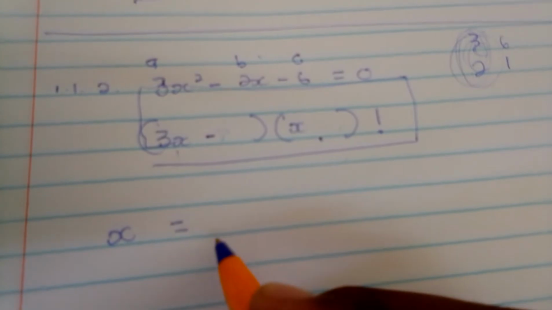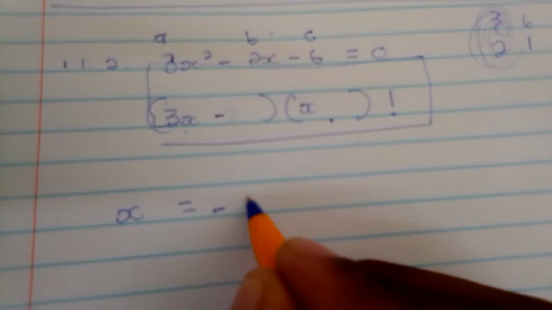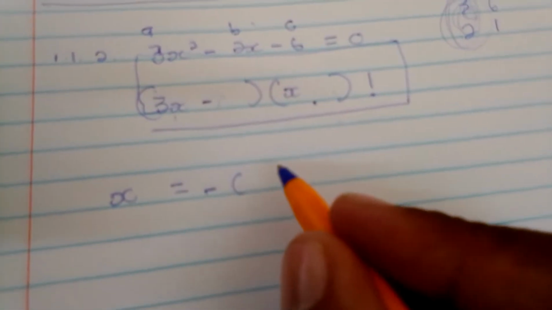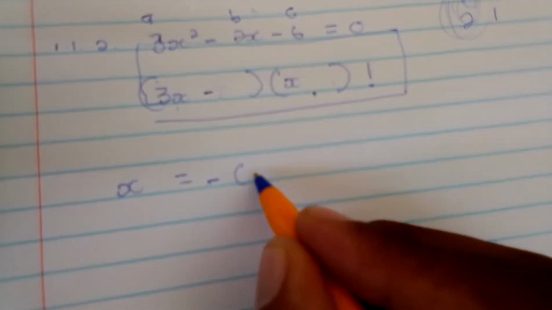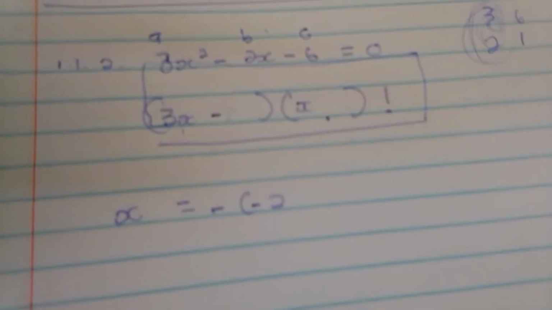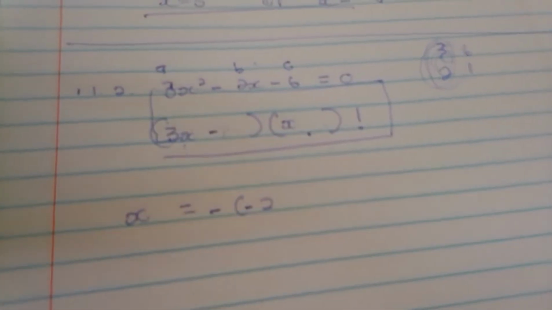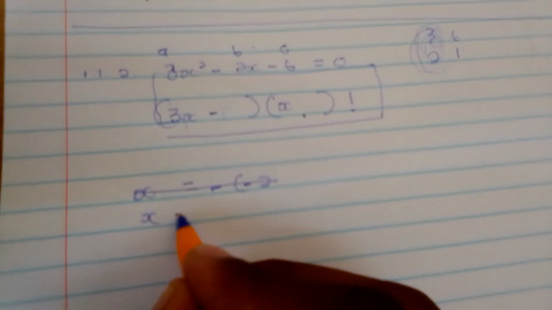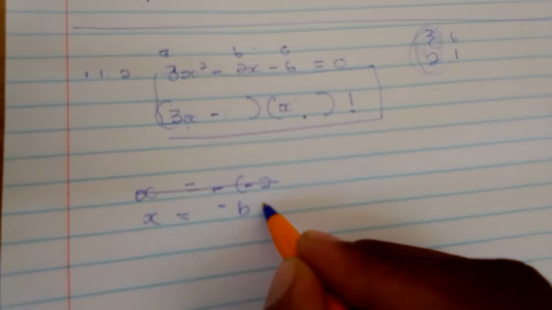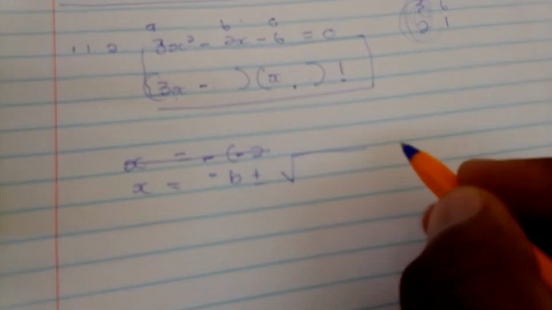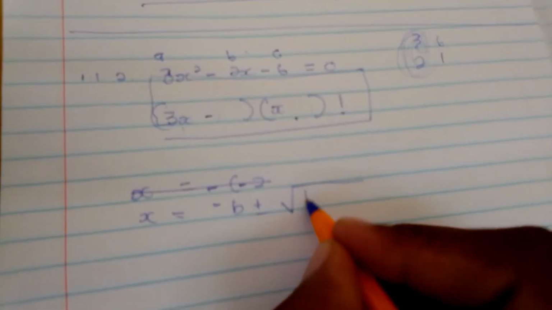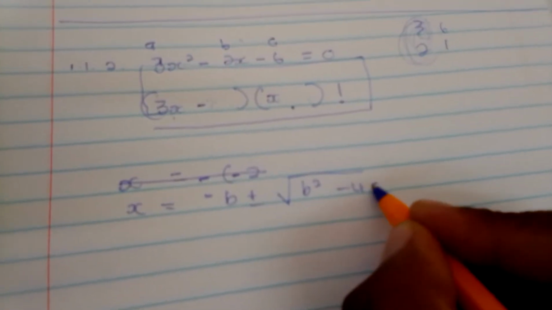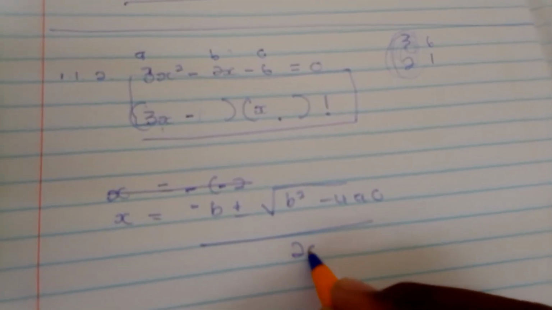Okay, then we're going to have a negative into b, but instead of b we're going to have minus 2, right? But I don't want to assume that you know this formula, because I know most of you don't even know this formula and don't even understand how it works. So I'm going to write it down. So we're going to have x is equal to negative b plus or minus the square root of b squared minus 4ac divided by 2a.